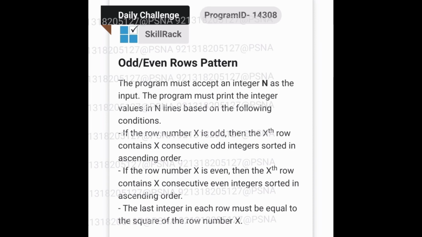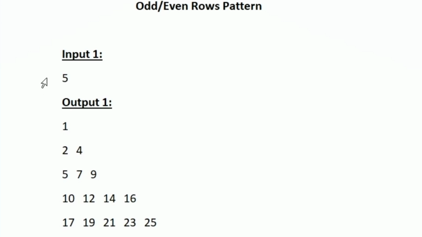This is the question asked in today's SkillRack daily challenge. We will be given an integer n as input. Here n is equal to 5. We have to print the output pattern which contains 5 lines. So this is our output pattern.